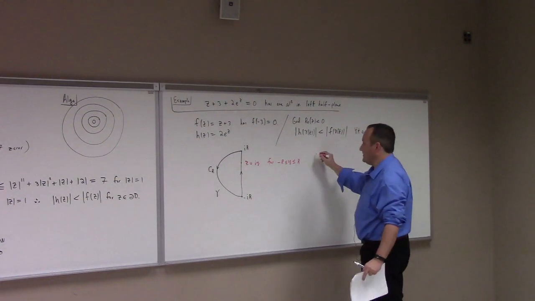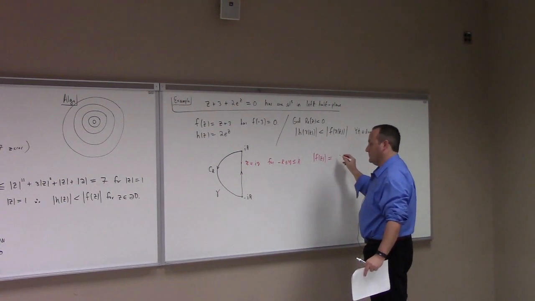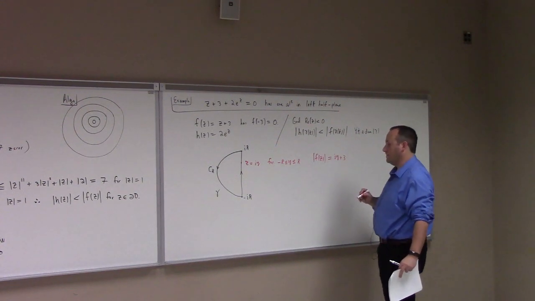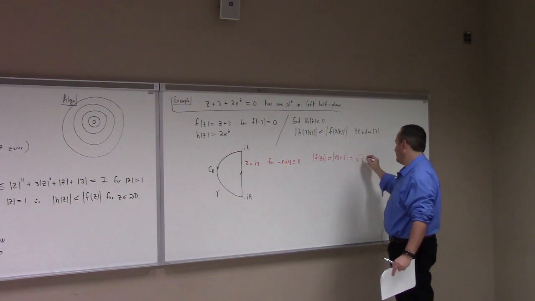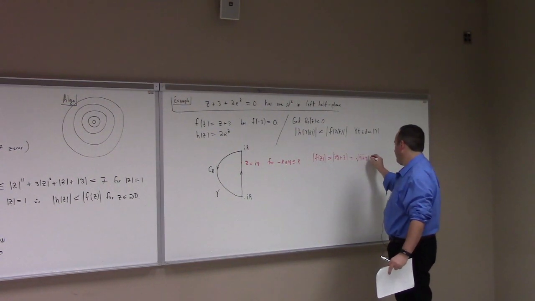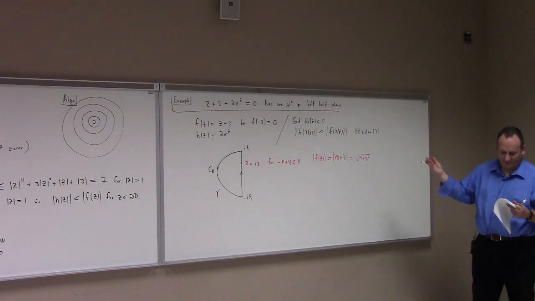We can say that the modulus of f of z is what? Looks like iy plus 3, right? And so what's the modulus of iy plus 3? It is the square root of 9 plus y squared, right? Or y squared plus 9 probably would be less weird.